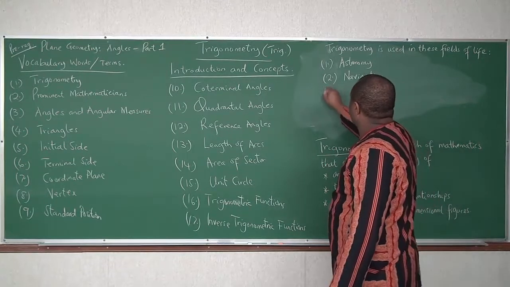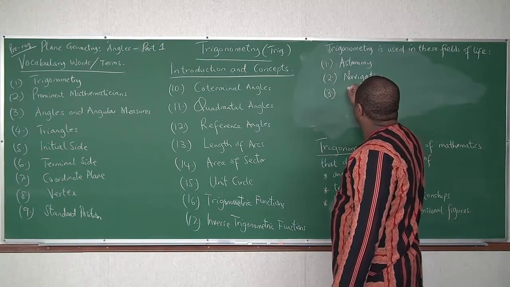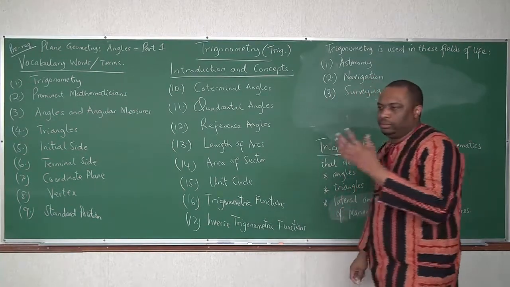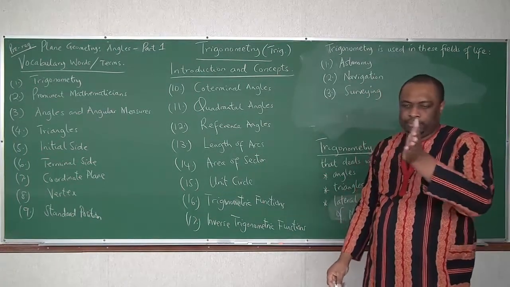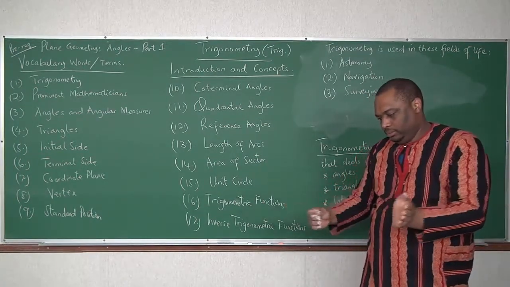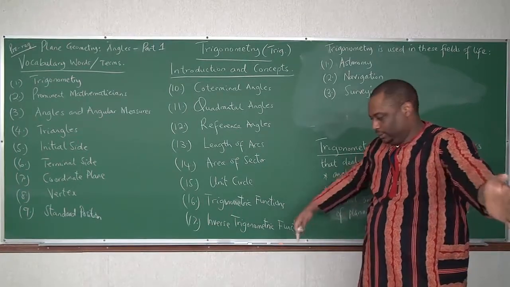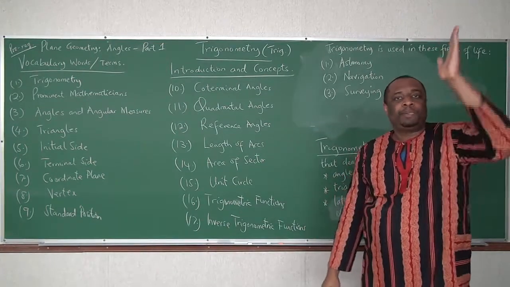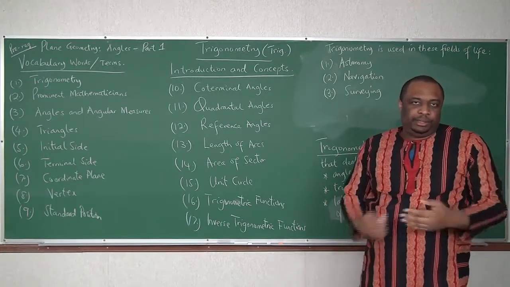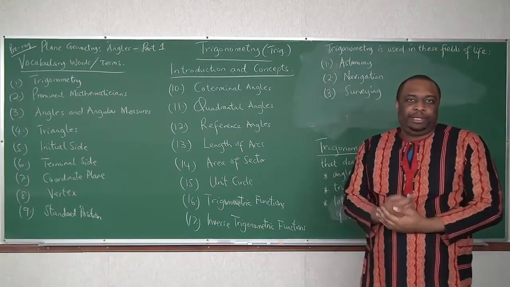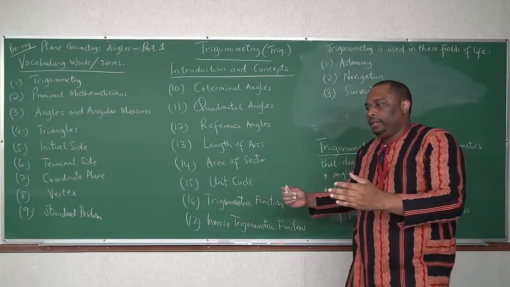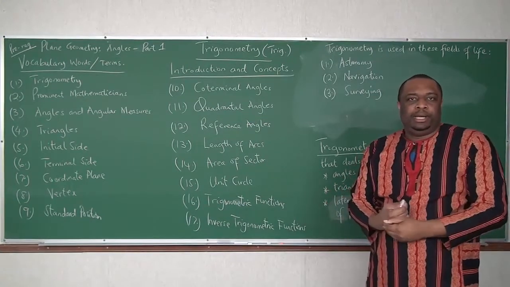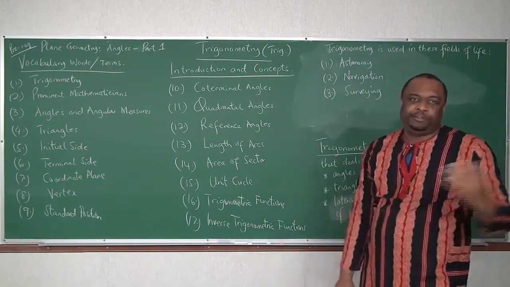You also use trig in surveying. You could look at what is the length of this. With trigonometry you could look at what is the height of this building. Even if you don't literally measure the height of the building, you could tell some lengths, some areas, some volumes, just by looking at it because of your knowledge of trigonometry.